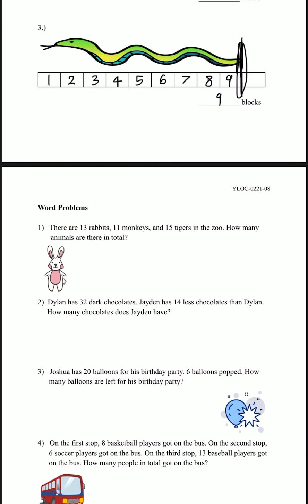For this part, we have word problems. Let's look at number 1. There are 13 rabbits, 11 monkeys, and 15 tigers in the zoo. How many animals are there in total? So we need to add all of these numbers to get the total.